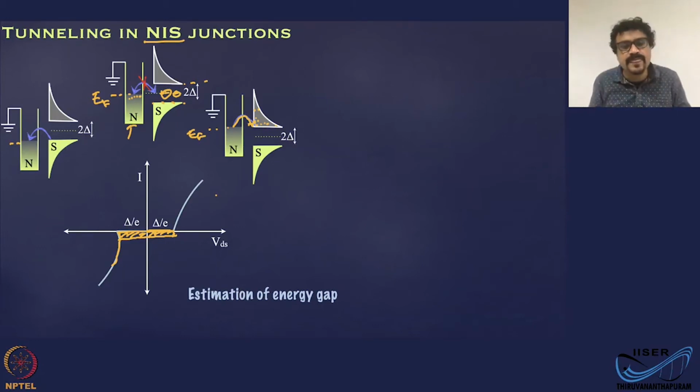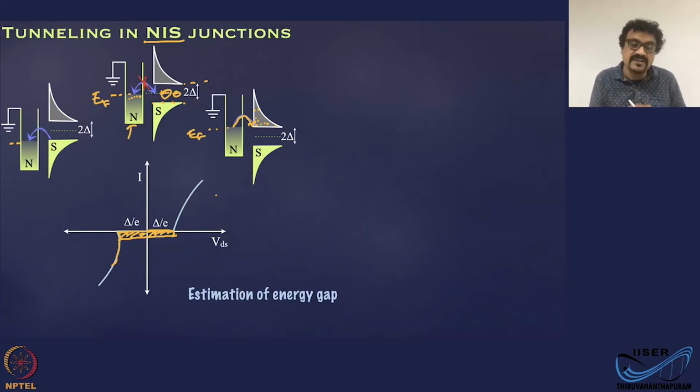And just by doing this measurement, you can directly measure the superconducting gap. It's a very simple measurement. You just apply voltage and measure the current. You just do an IV characterization of the junction. Then you can directly measure the superconducting gap of the material if it is an unknown superconductor.